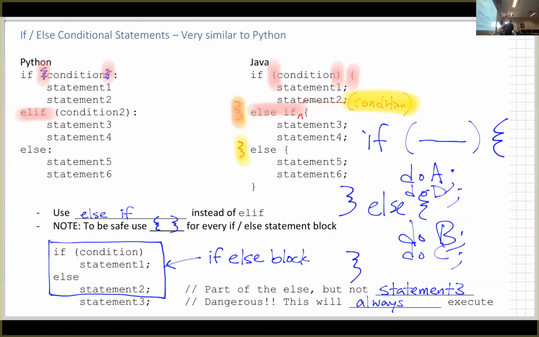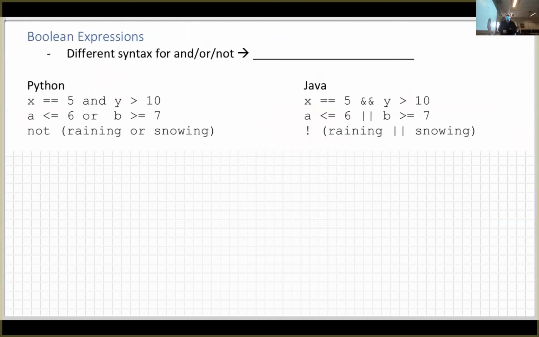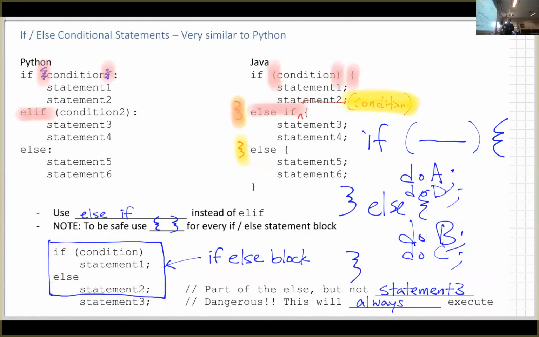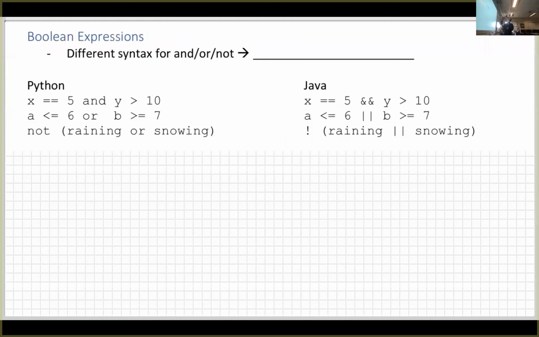Okay, so the if else. Now let's talk about Booleans. We have to have some sort of Boolean right here, so let's talk about that now. The only difference between Python and Java is that instead of an and, you say double ampersand. Instead of an or, you say double bar. Instead of not, you say exclamation mark.